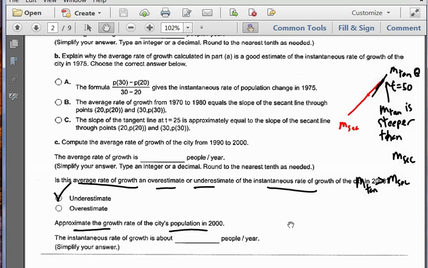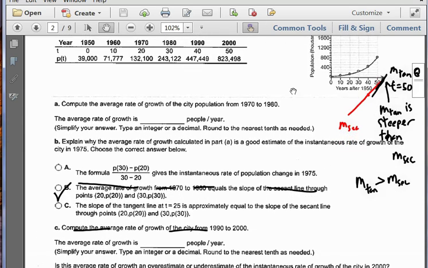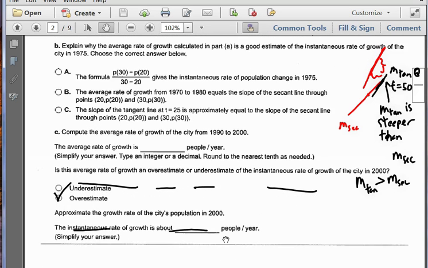And then they want us to approximate the growth of the city's population in 2000. And I'll be honest, I don't know how they expect you to do that unless you have a ruler or something like that to place on here, because the best way you can approximate the slope of the tangent line at that point is to maybe draw a line and then literally do the rise over run. So you could possibly do something like that. The final answer is 50,000.